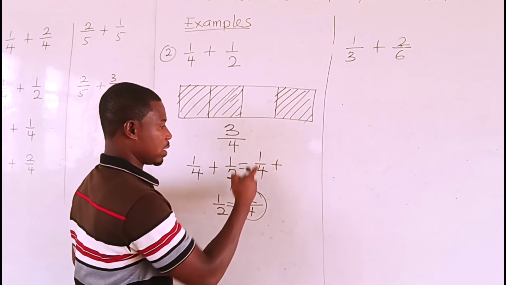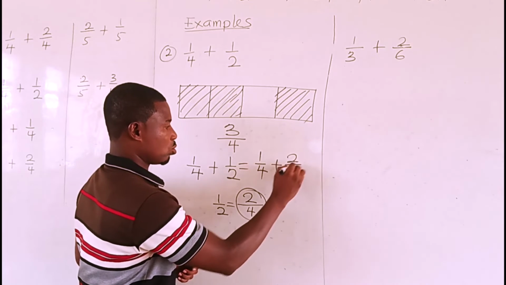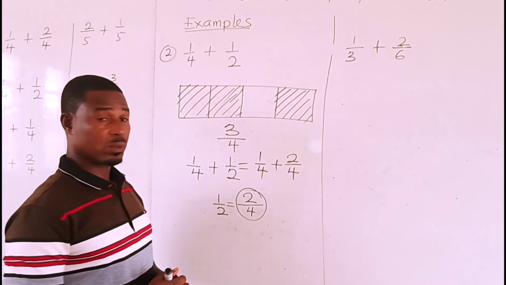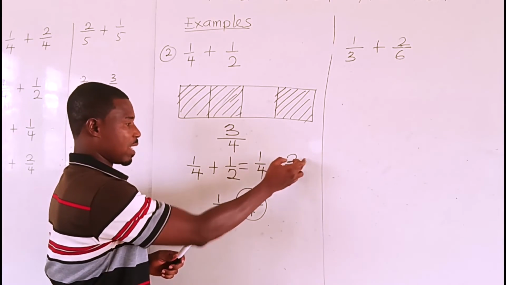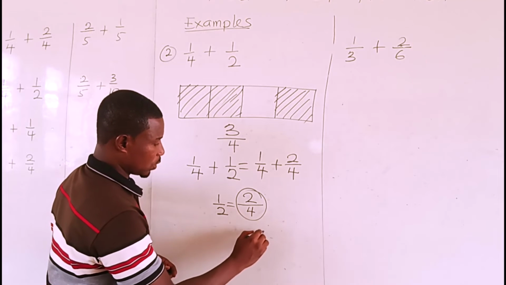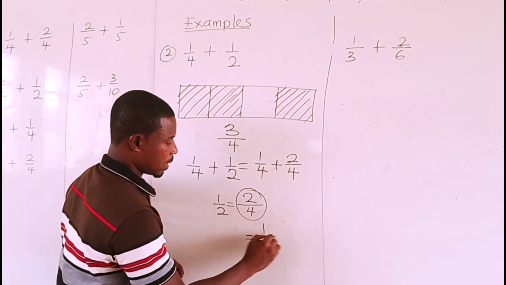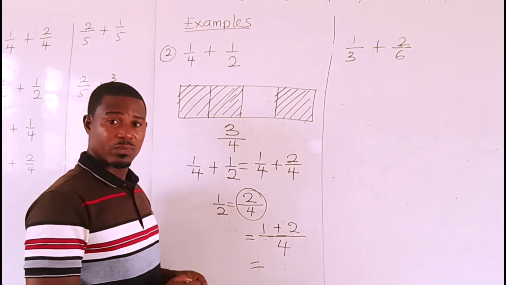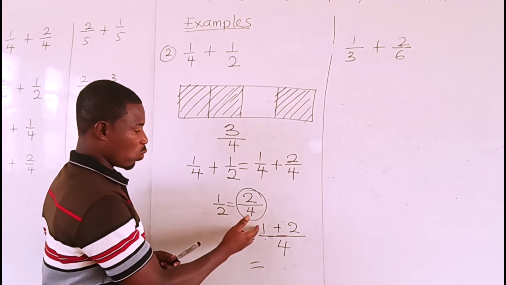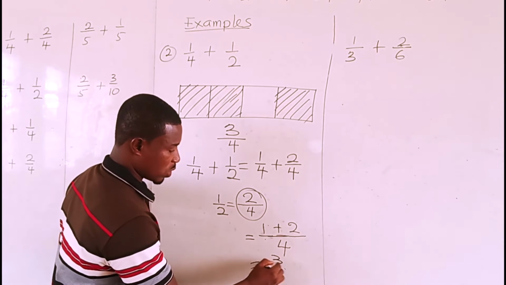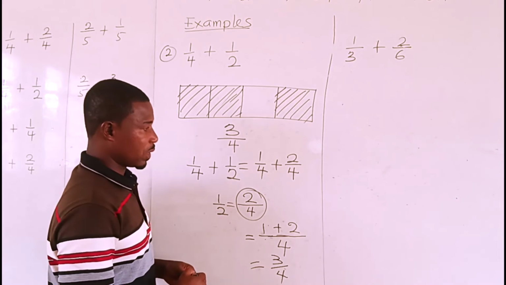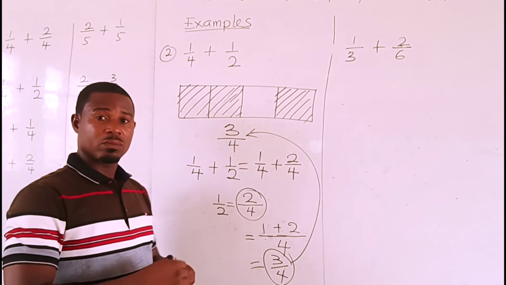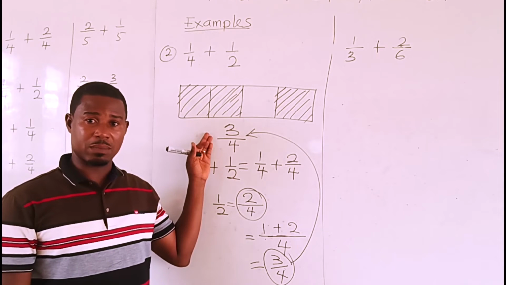So now we can say this is our new fraction for the 1/2. So we have 1/4 plus 2/4. What will be the result? We have 1 plus 2 all out of 4. And our answer will be 1 plus 2, giving us 3 all out of 4. So you realize that the result is the same as we got here when we used the diagram.